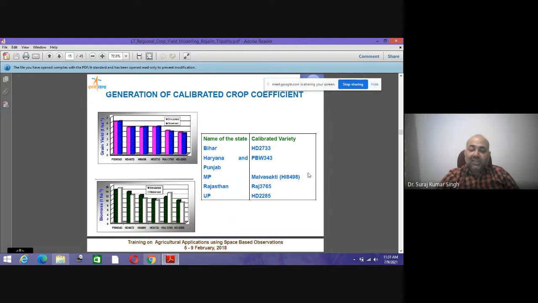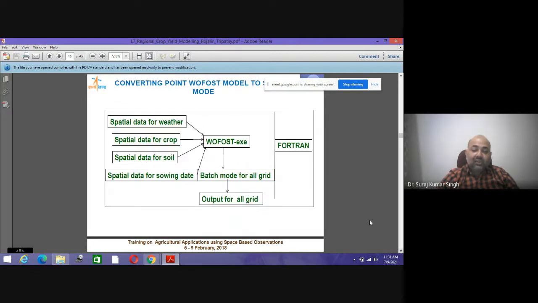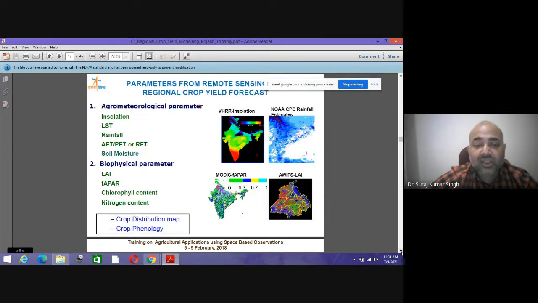You will be calibrating the data sets so as to have a real understanding of the data, where you will be talking about the spatial data, whether it is related to weather, crop, soil or the sowing date. All will be modeled in different software to create a yield production. So the parameters we generally use for crop yield production or crop yield estimation are agrometeorological parameters. Agrometeorological parameters means the meteorological parameters that are related to agriculture.